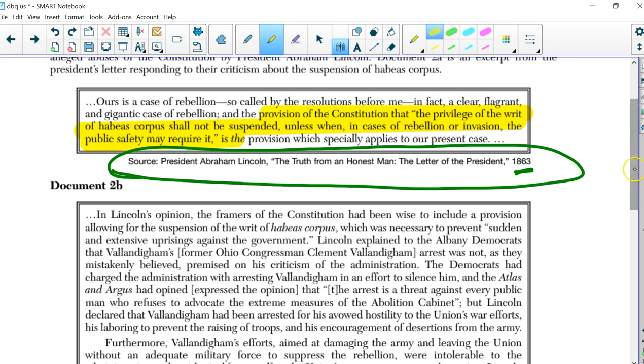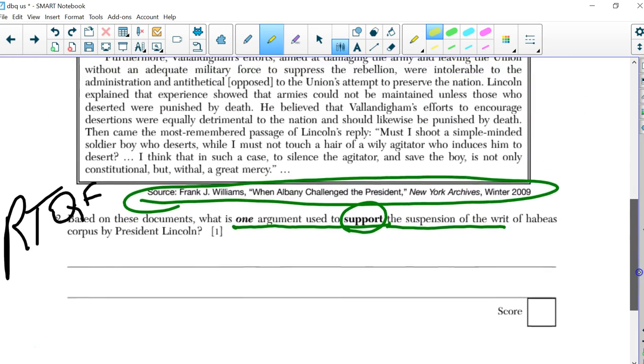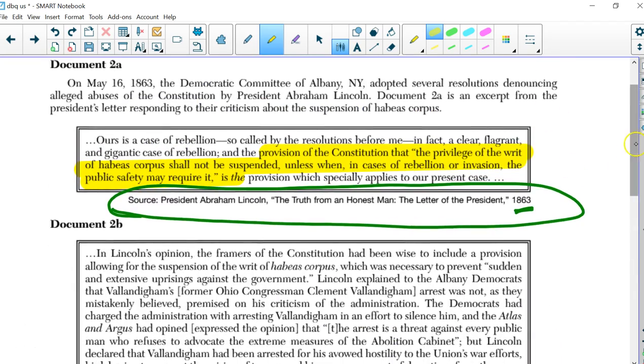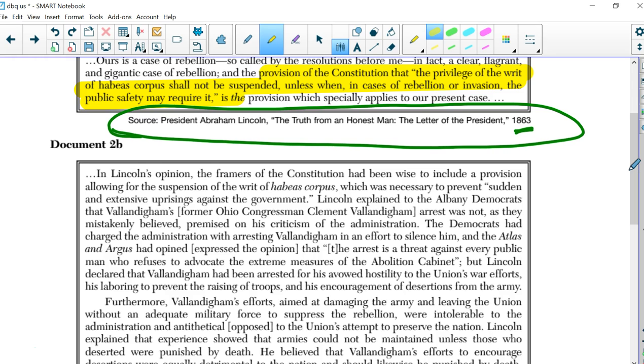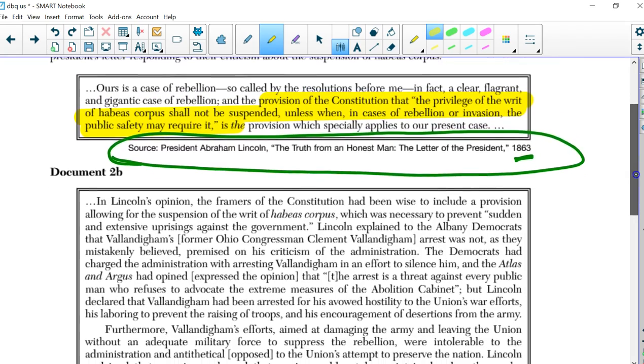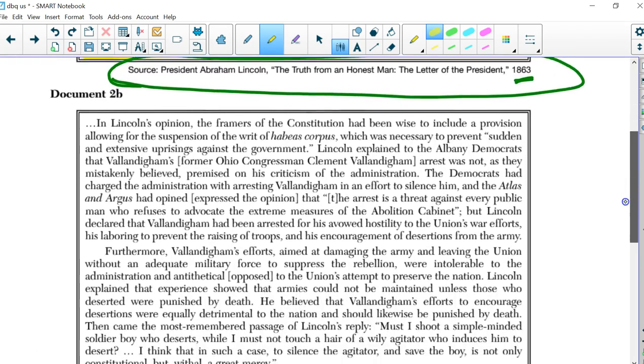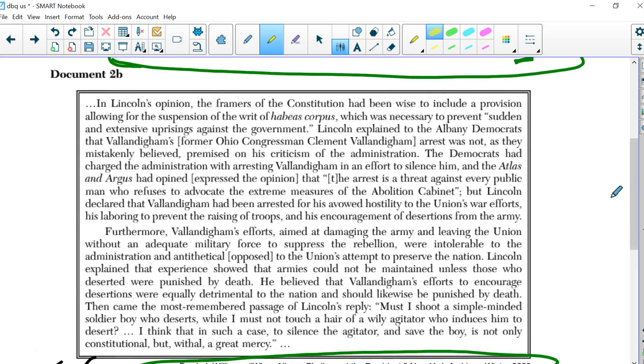Okay, that is one argument to support it, right? The Constitution says so. The Constitution says when there's a case of rebellion and the public safety requires it, we can suspend habeas corpus. Okay? So we already have one, but let's take a look in here, because remember on the last document that we looked at, document 1B, I think it was, it actually ended up giving us an answer. It told us what the writ of habeas corpus was, if we didn't know. So let's take a look, because there might be something in here that we might be able to use to write our essay at the end of all this, okay?